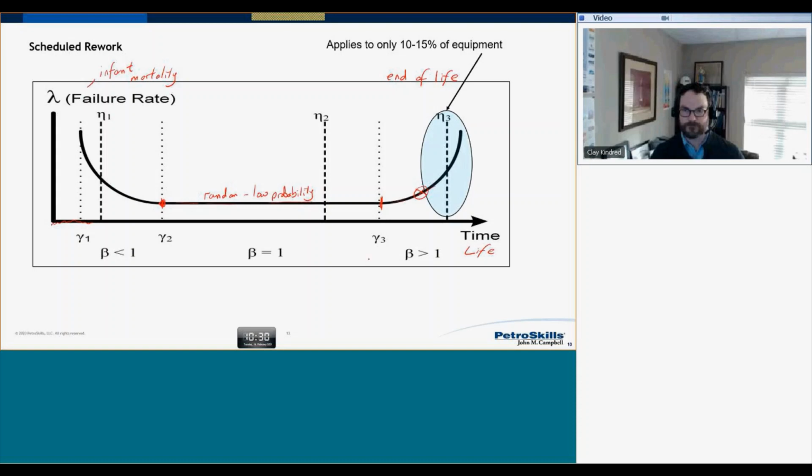Now, if you look at most of your equipment, very few of them follow this bathtub curve. And the reason is that most of the equipment we work with, we do too good a job. And the reason is that you already have planned maintenance. You take this piece of equipment out on a regular basis, you rebuild it.